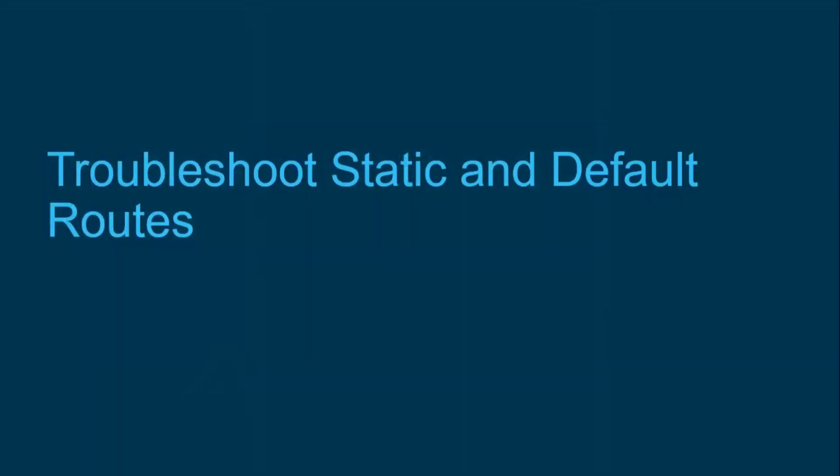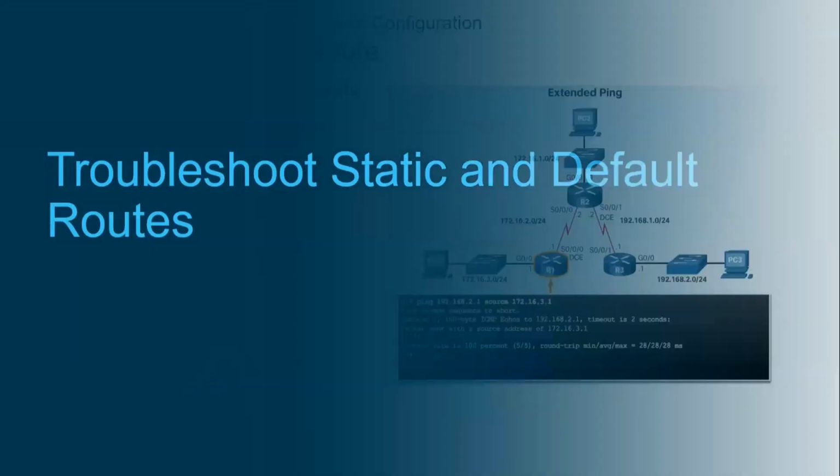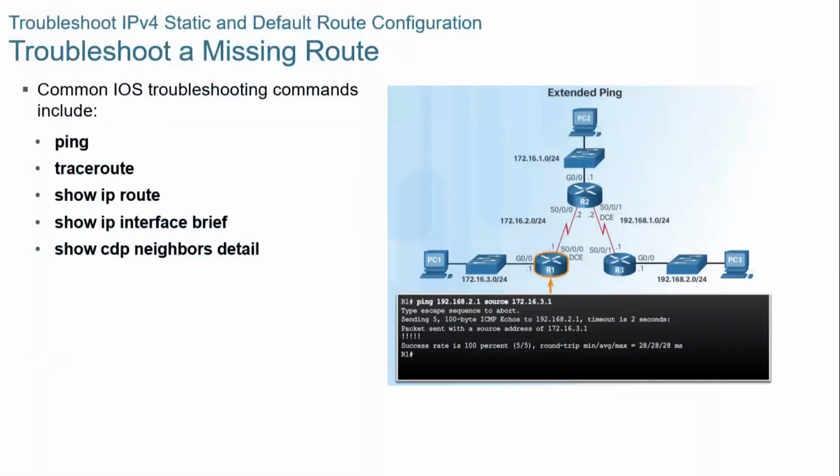So we have looked at what is static route, the different types of static route. We looked at how to configure and verify static route. Let's look at a little bit on troubleshooting static route, okay? So when you are troubleshooting, you can use these different commands: ping, trace route, show IP route, show IP interface brief, and show CDP neighbors detail.